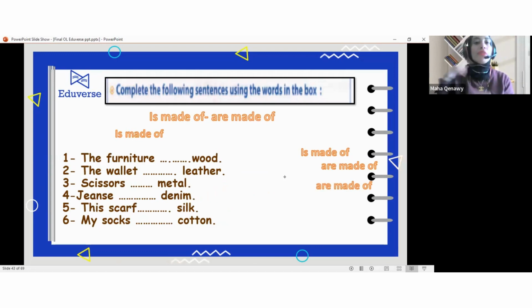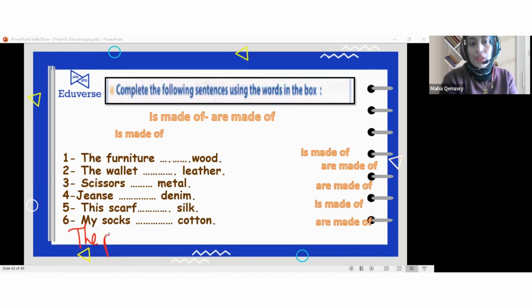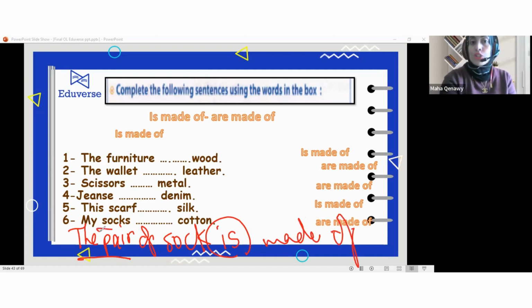This scarf, exactly one scarf, singular, is made of silk. My socks, a pair of socks, right and left. So I have to say are made of cotton. Miss, what if I said the pair of socks? In this case, it is, because the pair is one pair. The pair of socks is made of cotton, but socks only are made of cotton.